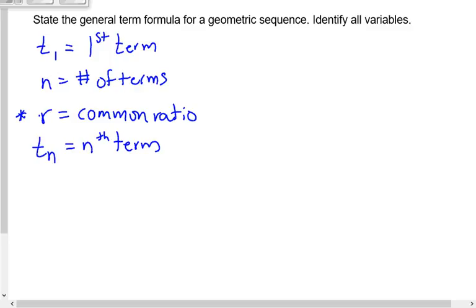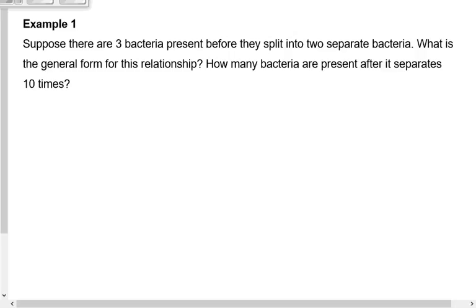So our formula is going to be Tn equals T1 multiplied by R to the power of n minus 1. Okay, so this is the formula that we are going to be working with. So let's take a look at some examples here. First example, suppose there are 3 bacteria present before they split into 2 separate bacteria. What is the general form for this relationship? How many bacteria are present after 10 times?